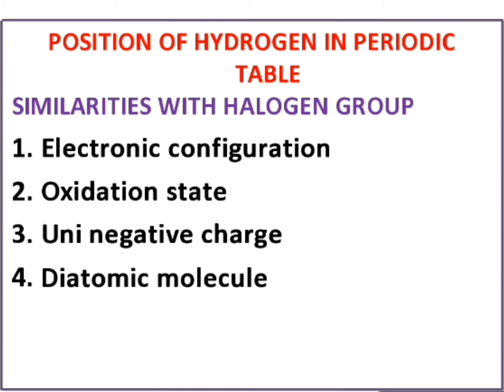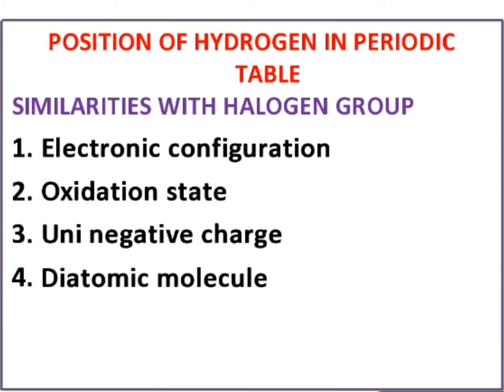So these are the similarities. One more thing is the difference: halogens gain one electron, while hydrogen can donate an electron. In oxidation state, hydrogen has +1 as well as -1, while halogen has only -1. Hydrogen can be unipositively or uninegatively charged, but halogen only negative. They are both diatomic molecules, but again hydrogen has differences in chemical properties with halogens.